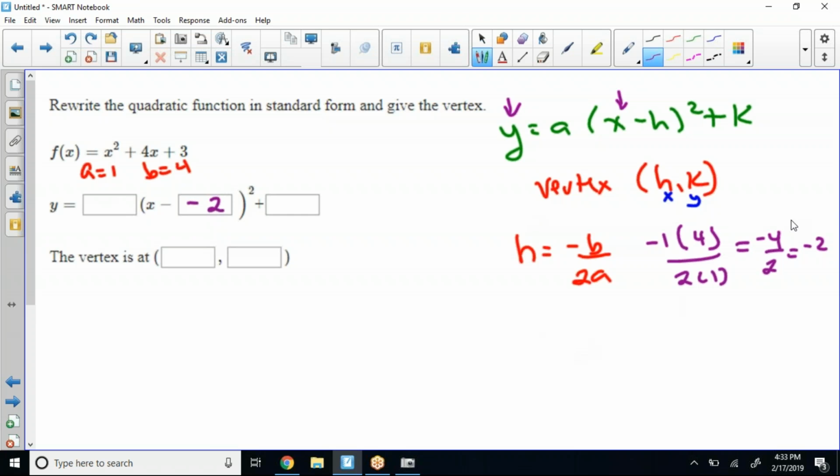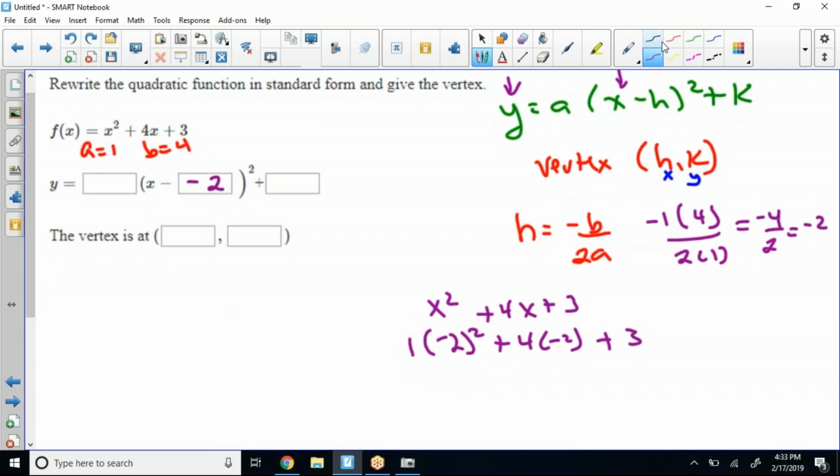So we know what the H value is. All we've got to do is plug it back in here. We take this equation, x squared plus 4x plus 3, and that's 1 times negative 2 squared plus 4 times negative 2 plus 3. That's 1 times 4 minus 8 plus 3, which is 4 minus 8 plus 3 equals, what is that, negative 4 plus 3. Yeah, it's negative 1. So that would be a negative 1 here.